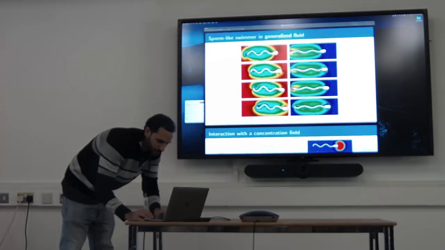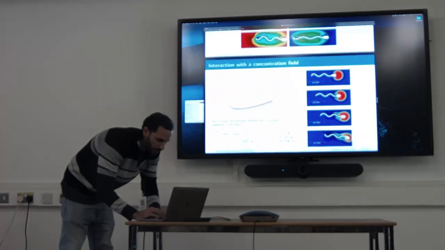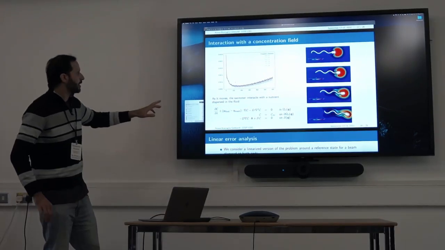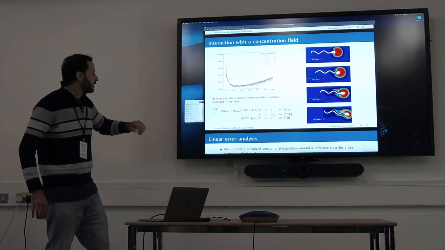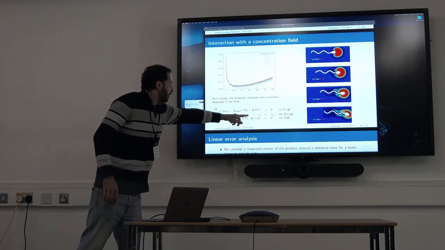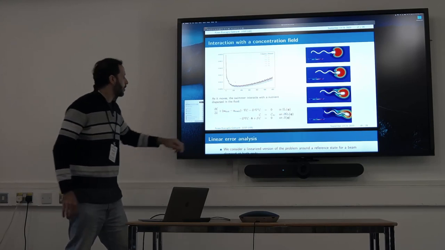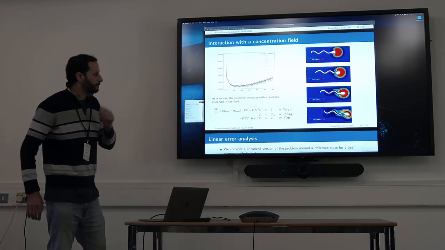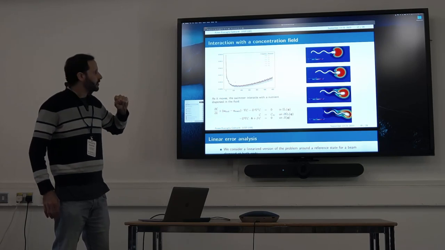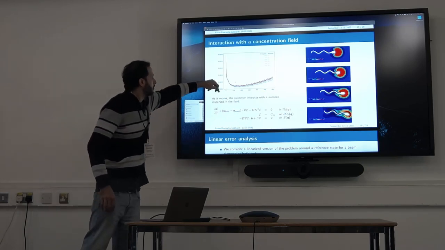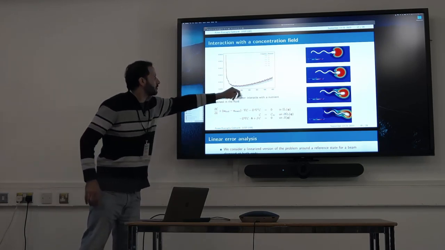Okay. And this is another example. This is more recent. I did it with a master's student. I make the swimmer interact with a concentration field for which I solve this convection diffusion problem with an ALE formulation. I let the swimmer absorb this concentration. So this is the concentration intake as a function of time.